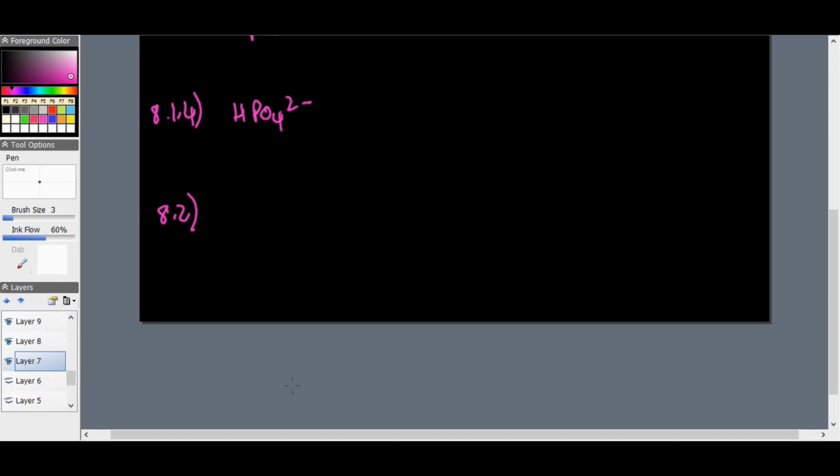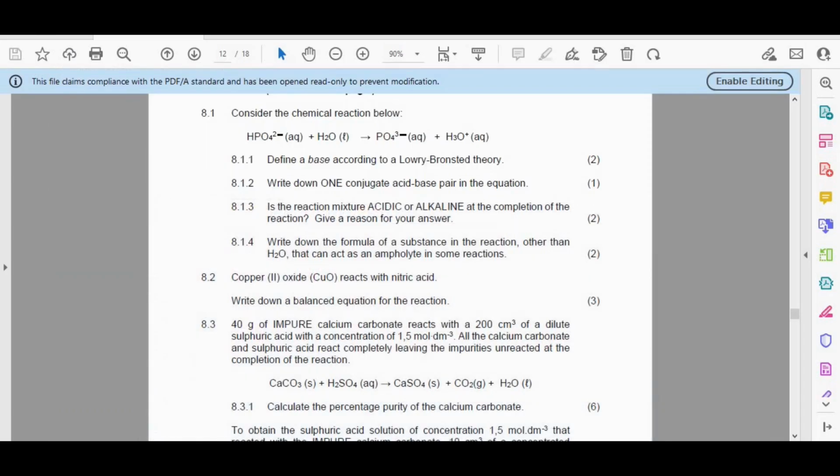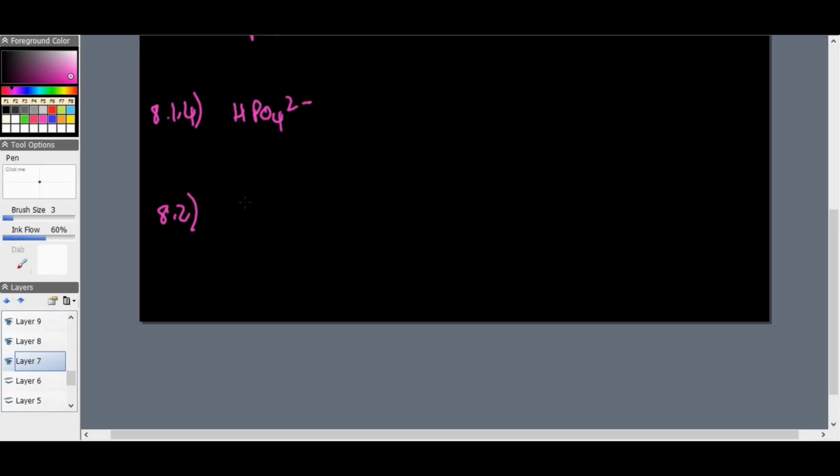Now copper oxide, yes. So we have CuO plus nitric acid, which we know is HNO3. And now we need to determine what its products are. Okay. Well, I think we're going to get CuNO3.